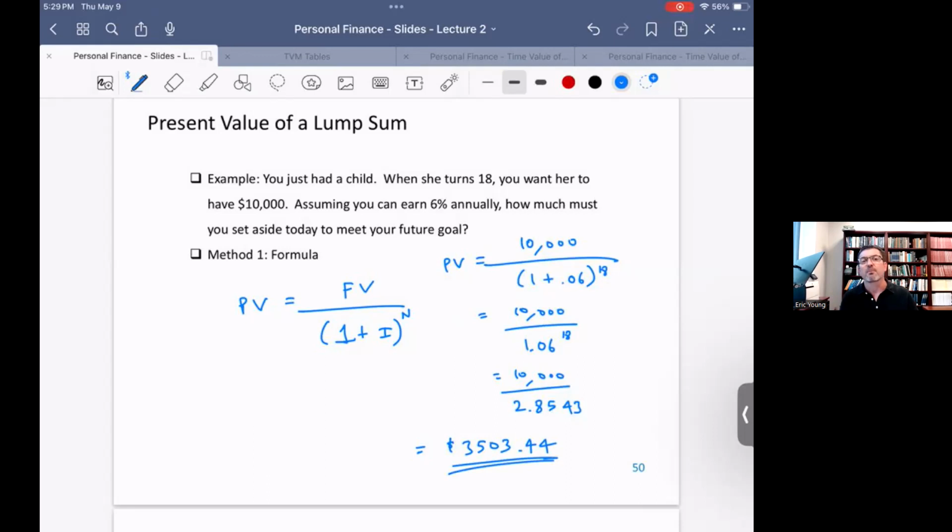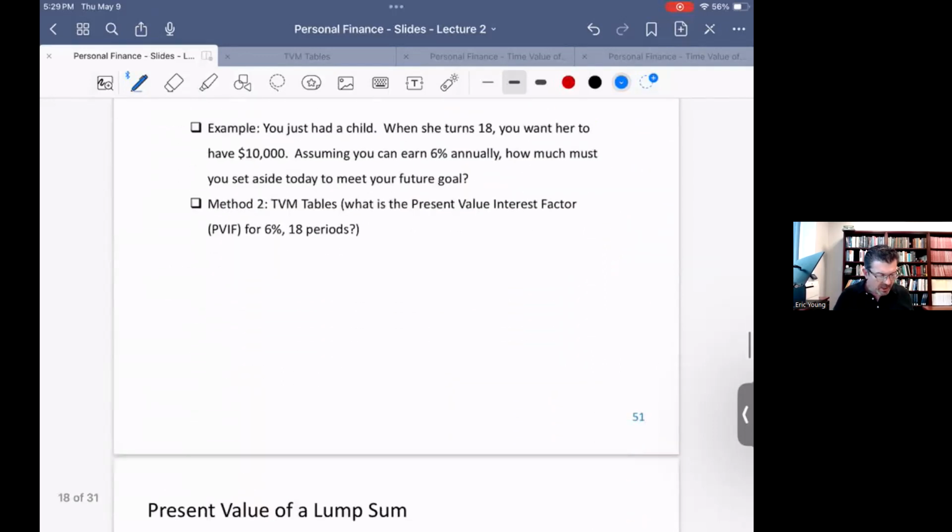So notice that we're putting a price on something today, given its expected value in the future. We can also do the TVM tables, which might be easier. So here's our TVM table formula. In this case, it's going to be the present value is equal to the future value multiplied by the present value interest factor for n and a particular I.